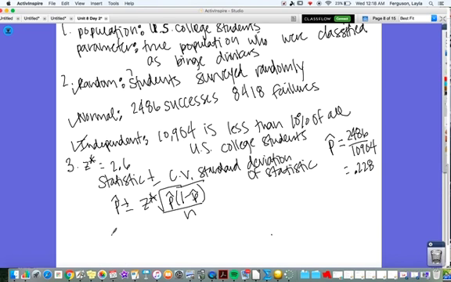All right, so we would say 0.228 plus or minus the 2.6 times the square root of 0.228 times 1 minus 0.228. And all of this is underneath the square root, but also over the n, which would be the 10,904.